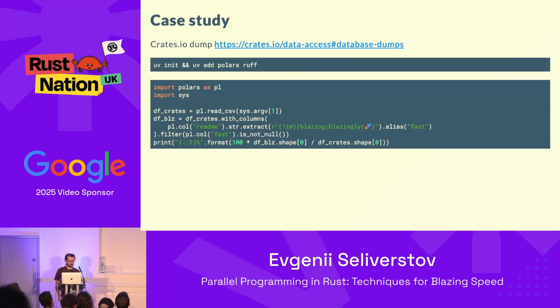So let's make a really small case study. Let's go with uv. You know, uv is a modern alternative to pip and poetry, and we initialize our project. We add polars, a data frame library like pandas but written in Rust, and we get ruff, a static checker like pylint, and we run the program. We're trying to get the crates.io dump with data about all the existing crates, and we're trying to understand how blazingly fast it is.